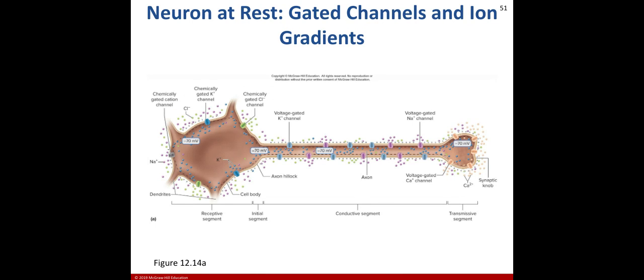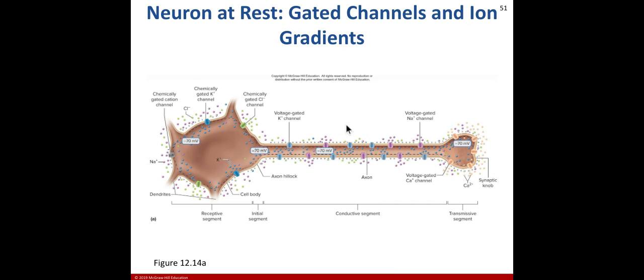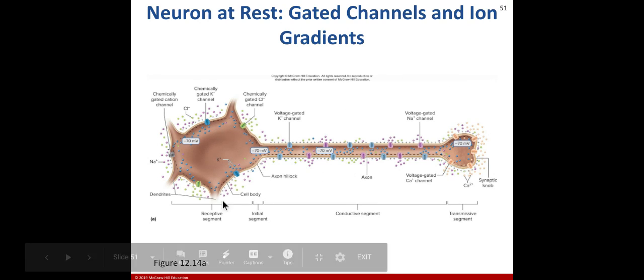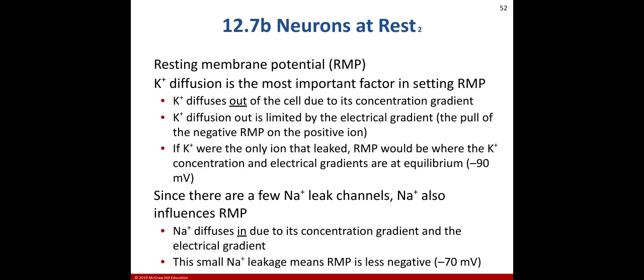So here's what that looks like in picture form. We've got our potassium inside. We've got calcium, sodium, and chlorine outside. That means we have a negative potential, right? Our channels are closed. Okay. That potassium diffusion is the most important factor in our resting membrane potential.